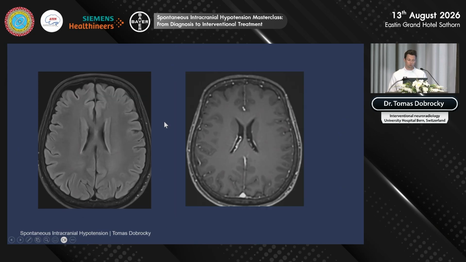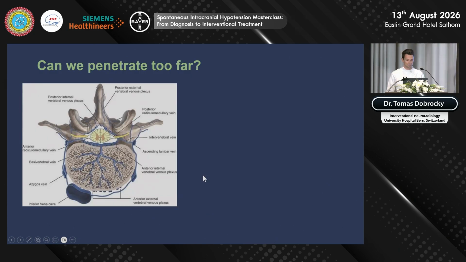And just 2 or 3 weeks later, you can see this is the follow-up MRI of the same patient, where you see the complete resolution and normal brain MRI in this case.